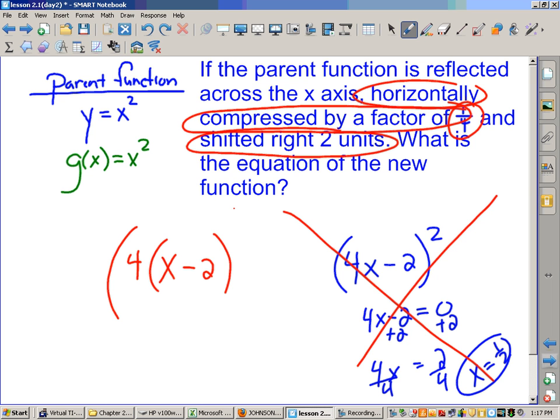Okay? This is what's being squared. Do I put the negative right there on that 4 because it's reflected over the x-axis? Because what happens when you square -4? Now there's no reflection occurring there. So instead of putting it there, you've got to put it on the outside. So here we have h of x equals this negative of 4 times (x minus 2), that quantity squared.